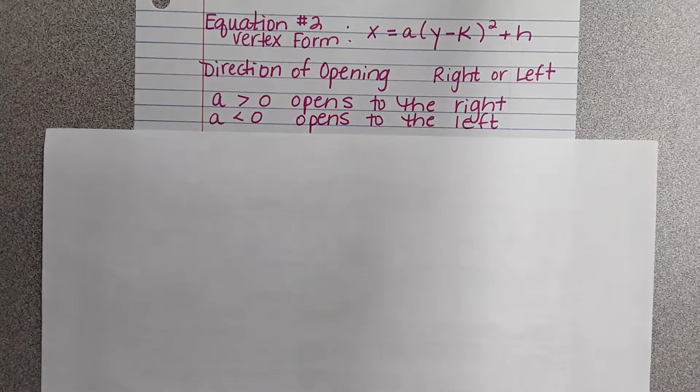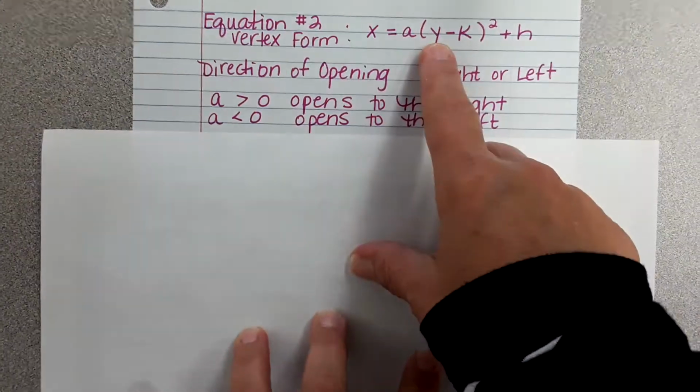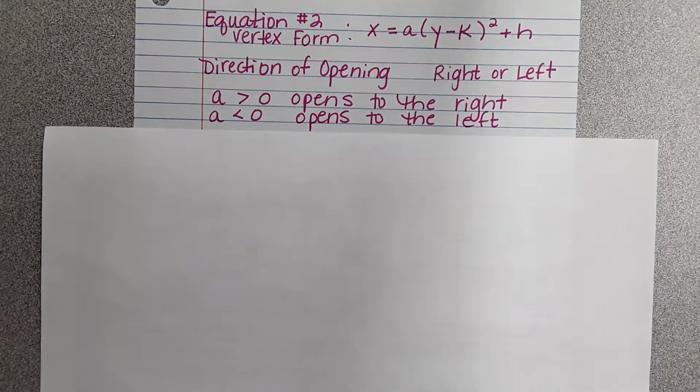So you know this equation is going to be left or right because it's an x equals and now the y is squared. So this equation is a right or left. And so just like with opening up or down, if A is positive, it's opening to the right. If A is negative, it opens to the left. Just like opening up or down, A is positive, A is negative. So A is still playing the same role.